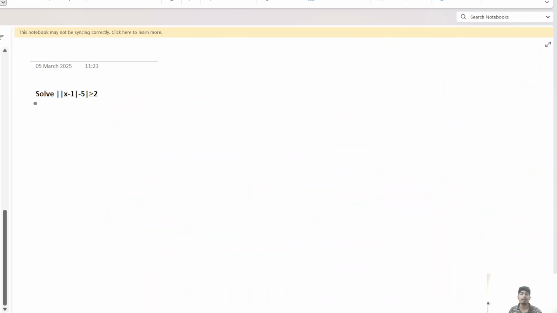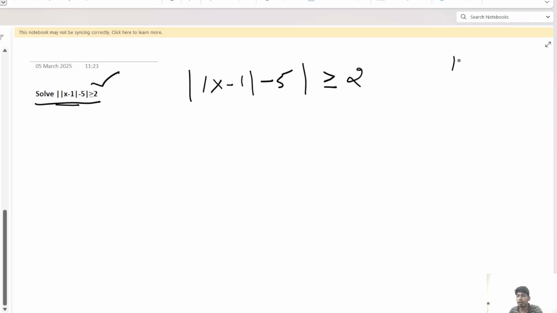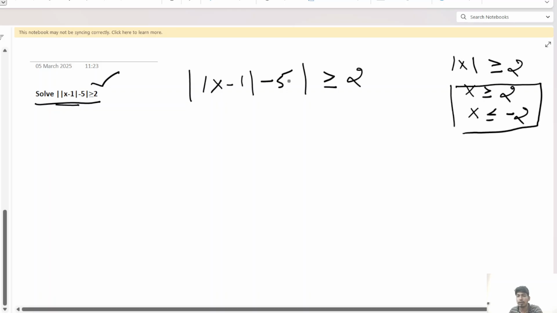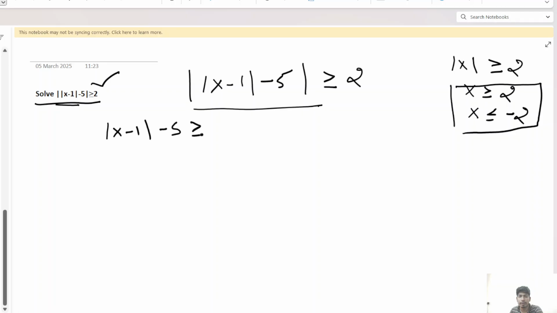Then the third question is an inequality question using the modulus function. What is asked in the question? Mod of x minus 1 minus 5 is greater than 2. How to solve it? We know if mod of x is greater than 2, then x is greater than 2 or x is less than minus 2. These are the two possibilities.